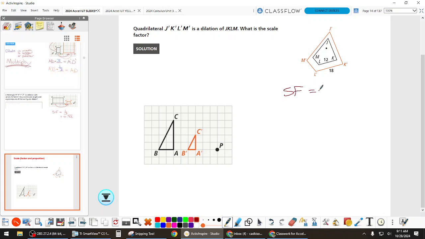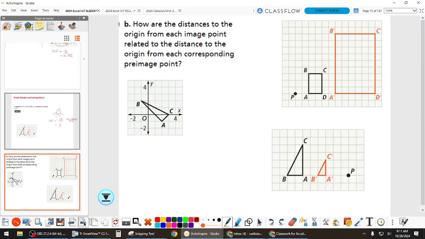Well, take your destination. I don't want to use that word. Let's use the word new. New figure, and then just divide over the original, which is 18/12, right? That's our scale factor. And then if we simplify that, it's 3/2. That's all. Just divide where you're headed. That's why I was going to write destination. Destination divided by origin, and you got your scale factor.